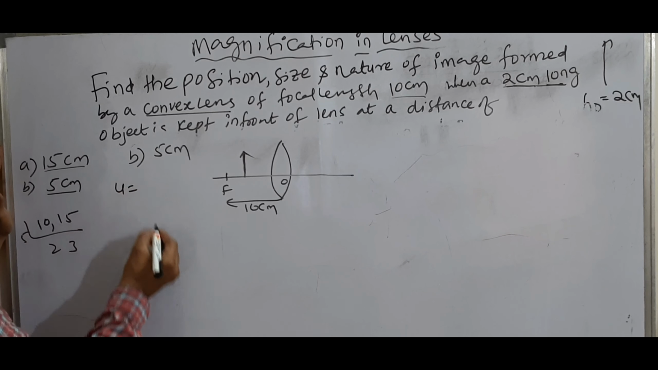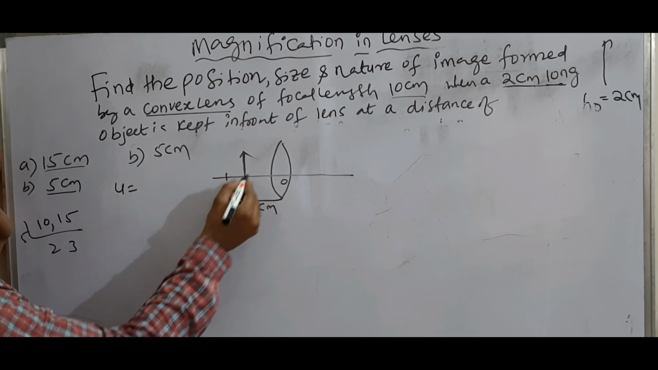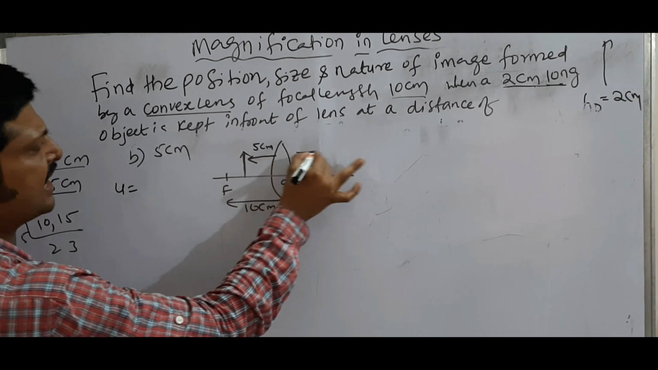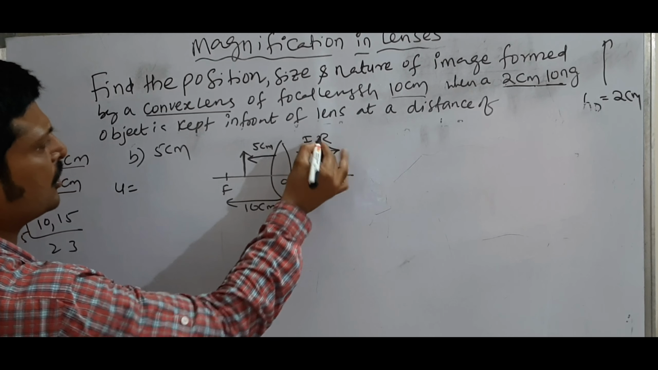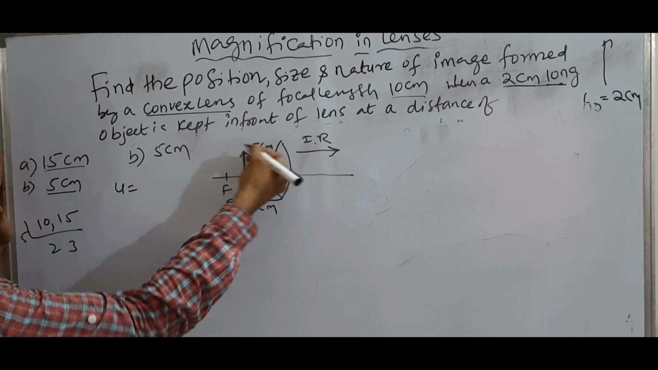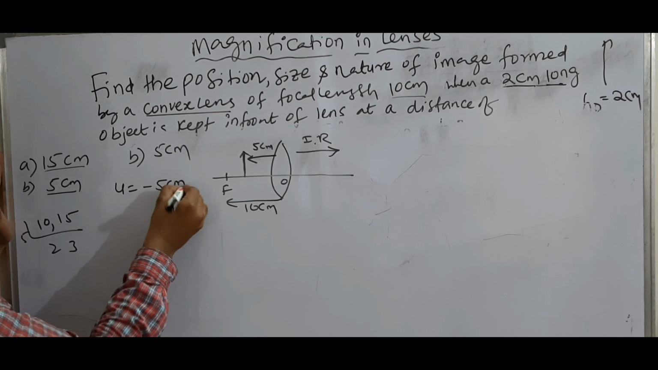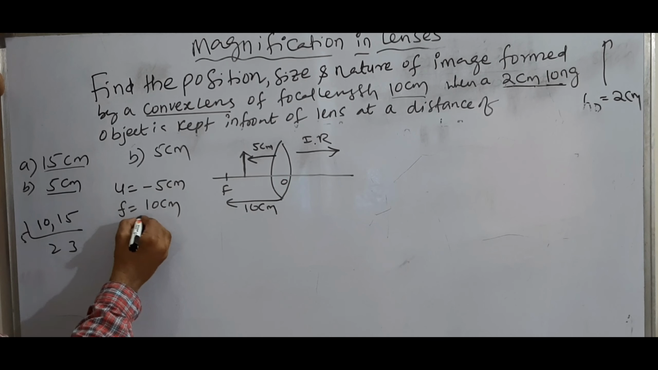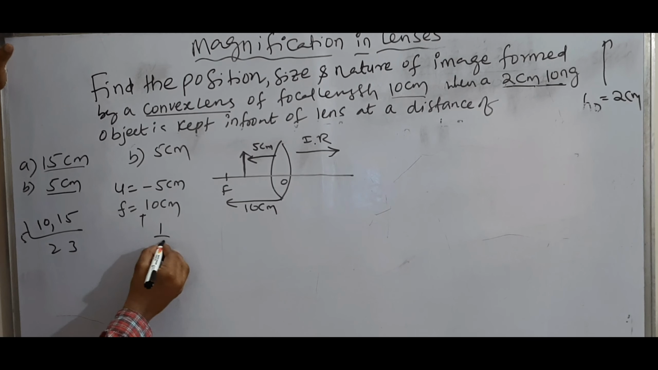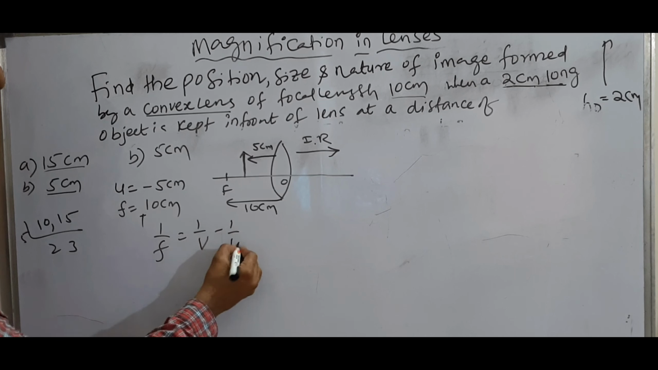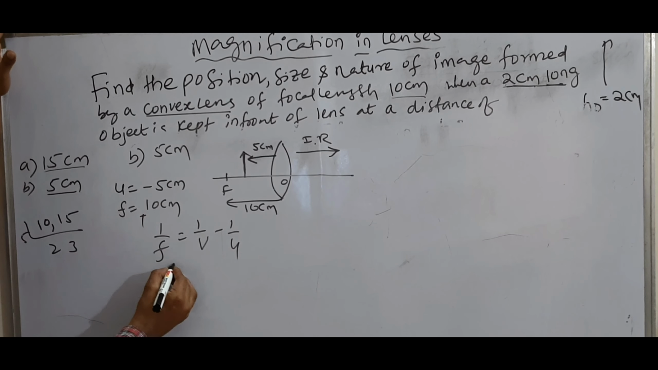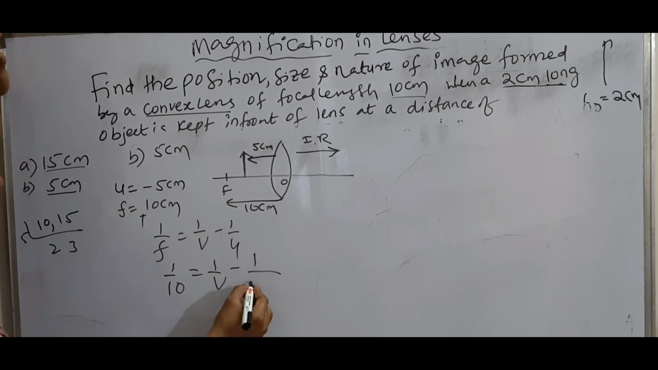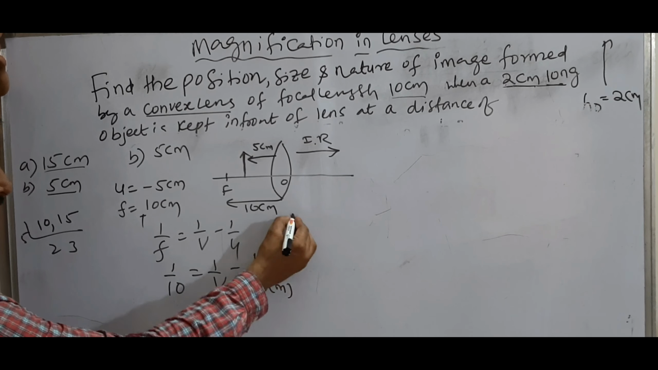Here u is the object distance. This is 5 centimeters. This is the direction of incident rays. You are moving opposite to incident rays, so this is minus 5 centimeters. And focal length is 10 centimeters. For a convex lens, focal length is positive. Then write the lens formula: 1 by f equal to 1 by v minus 1 by u. 1 by f is 1 by 10, 1 by v minus u, where u is minus 5 centimeters.